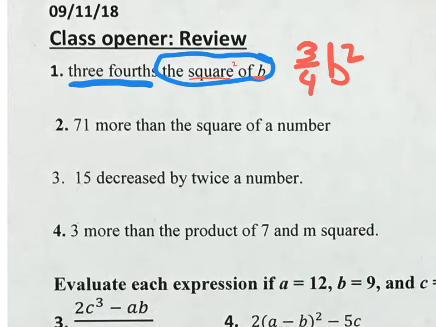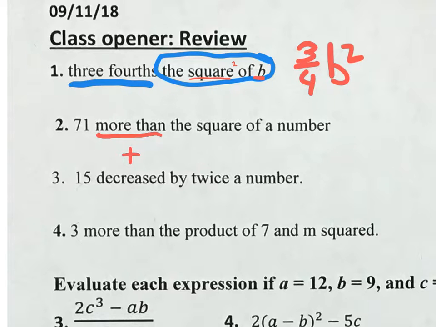Number 2, 71 more than the square of a number. So what does more than mean? More than. Yeah, it's addition and there's a switch in the order, right? If I say what's 1 more than your age, you're not going to say 1 plus your age. You're going to say your age plus 1. You're going to say 14 plus 1.